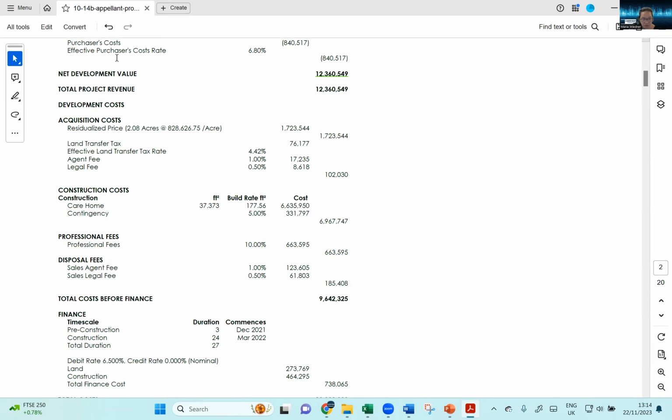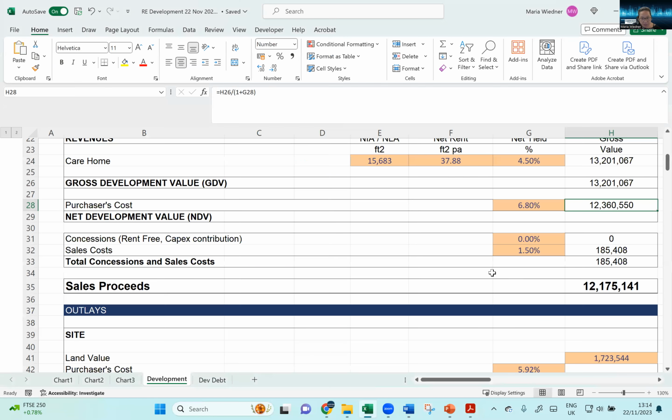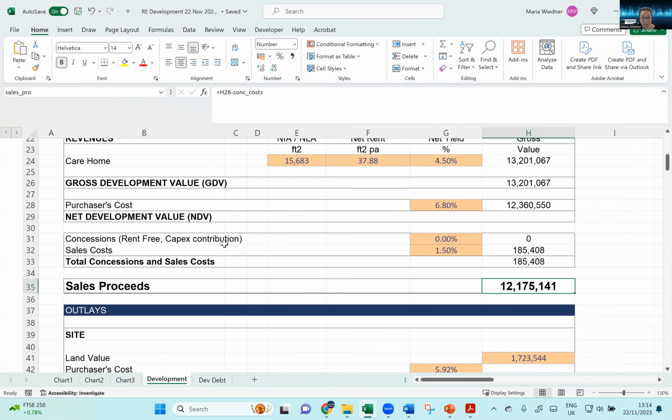But once you've calculated the NDV, what I do is I take out the concessions and sales costs and anything else, so I can find my net sales proceeds. Because the idea is that this net sales proceeds is my net income at the end of the day, because I need to take into account that there might be some concessions, and then you also have some sales costs.